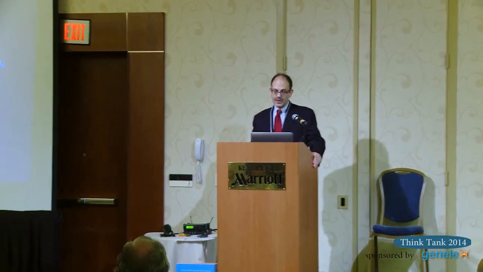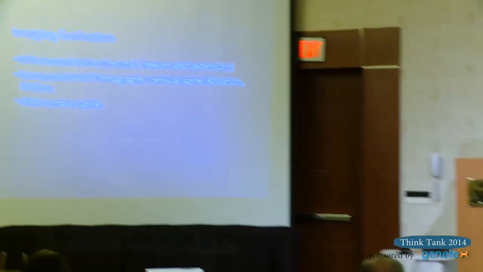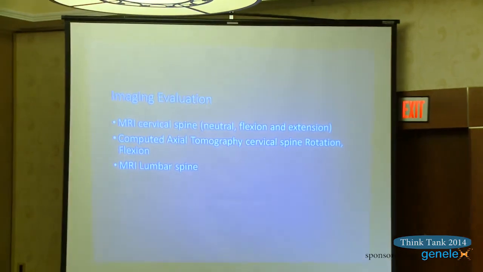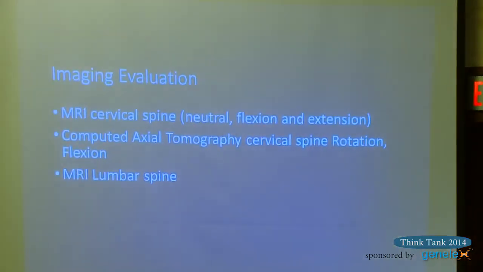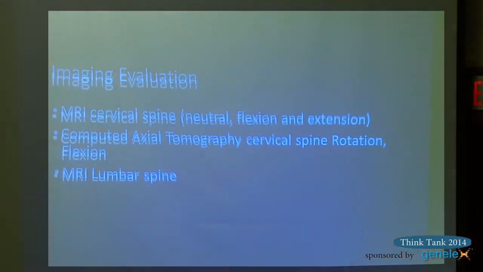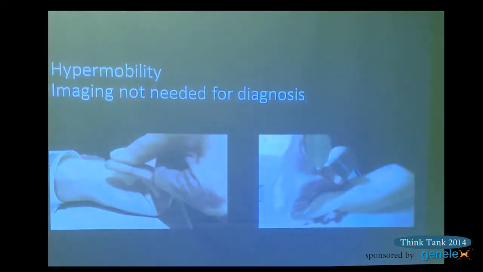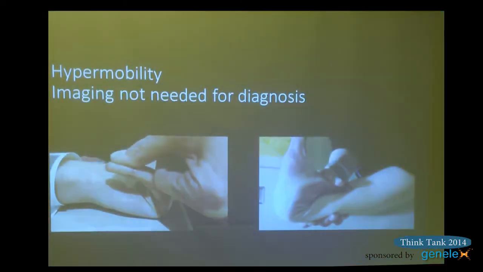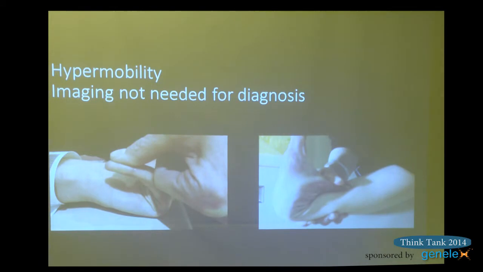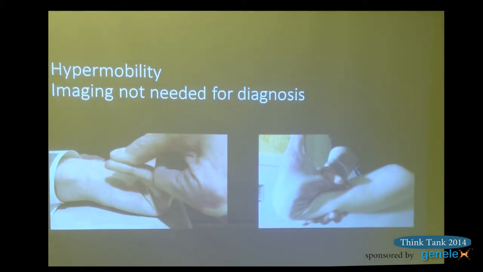And the imaging evaluation of the cervical spine and the lumbar spine can really be started with an MRI of the cervical spine, an upright study with flexion, extension, and neutral projections, computed axial tomography of the cervical spine with rotation and flexion, and an MRI of the lumbar spine. Really, you don't need imaging to make a diagnosis of hypermobility.